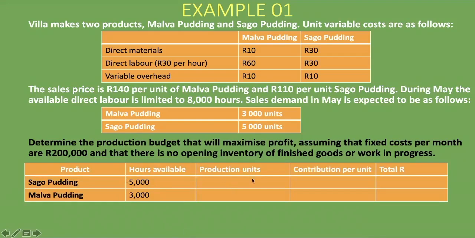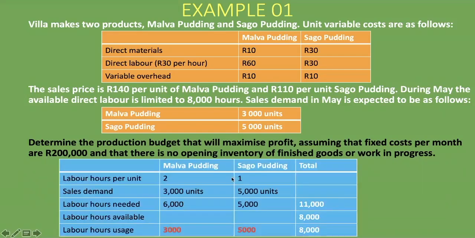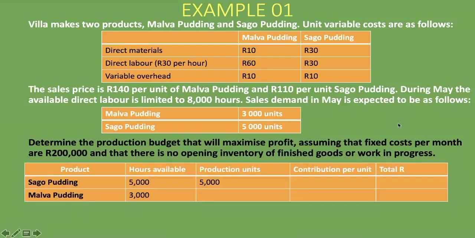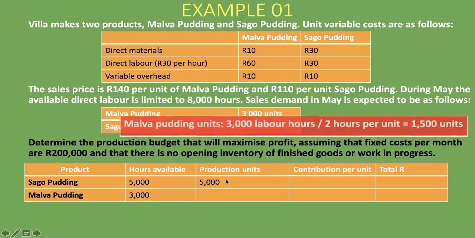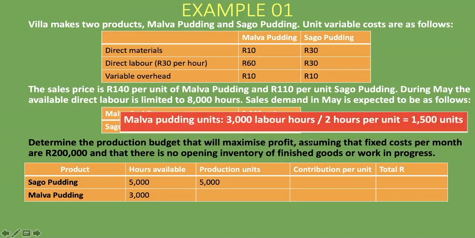And then how many production units will we be able to produce for Sago pudding? Well, we needed 5,000 labor hours for us to produce 5,000 units of Sago pudding. So we'll just put the 5,000 units so that we are able to produce all the units that we need for Sago pudding. And then we only have 3,000 hours left for Malva pudding. So how many units can we produce with 3,000 hours? Well, we have 3,000 labor hours divided by 2 hours per unit. Remember, we had calculated initially, Malva pudding needs 2 hours to produce 1 unit. So 3,000 labor hours divided by 2 hours per unit gives us 1,500 units that we can produce for Malva pudding because of the limiting factor. So the 1,500 units, we put it there.